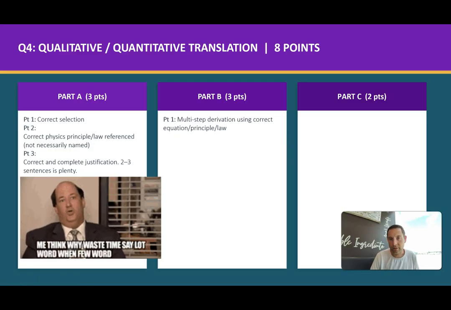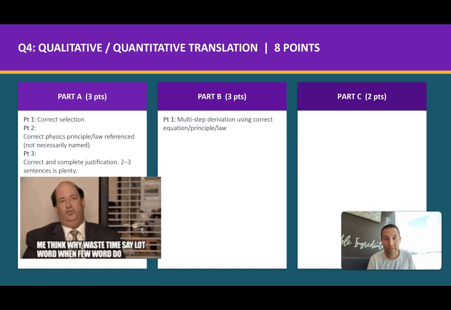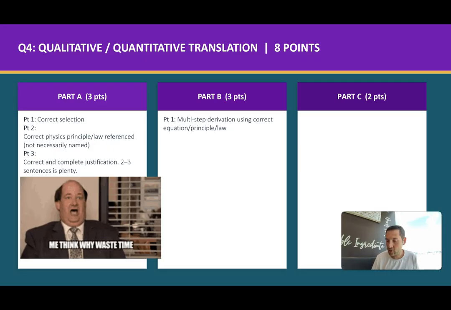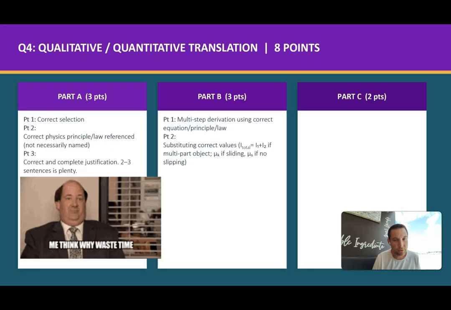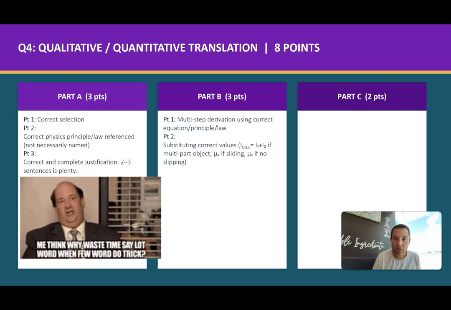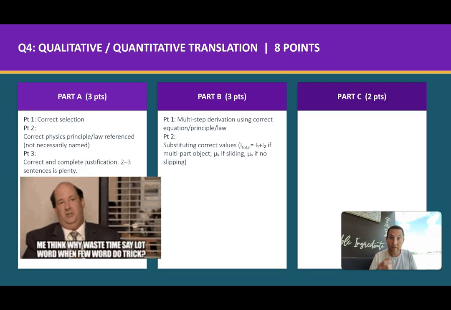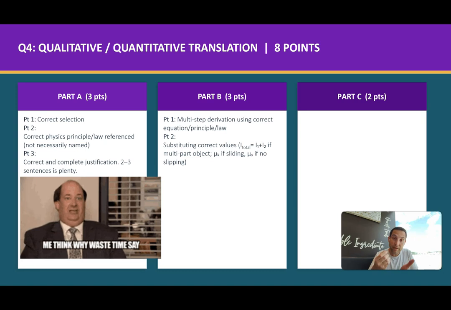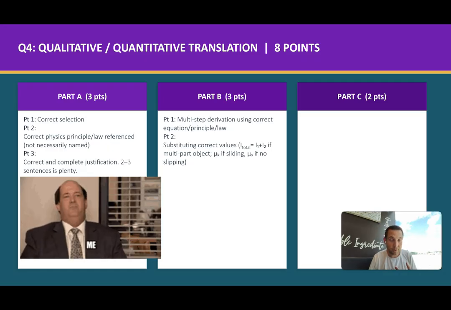Part B, we're going to be doing a derivation. So again, just like we did with question 1, multi-step derivation using your correct equation, principle, or law. Point 2 is typically substituting in correct values. For example, if we're doing a rotational inertia situation and it's a rod with a block attached to it, we need the rotational inertia of the rod plus the rotational inertia of the block about the axis of rotation. So for complex items or objects that are rotating, make sure we're including all of the rotational inertia.